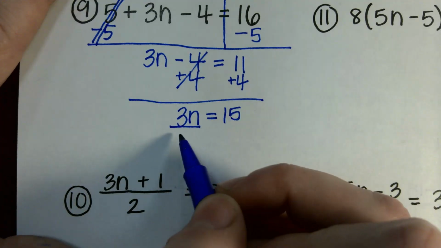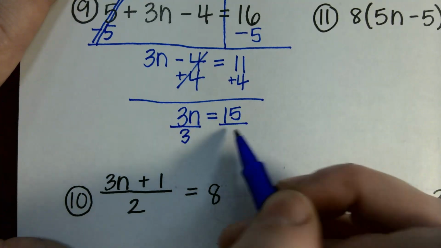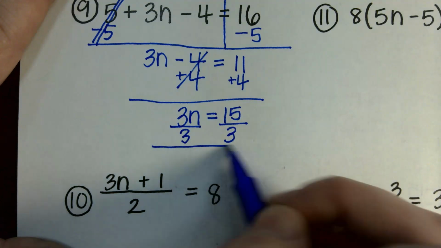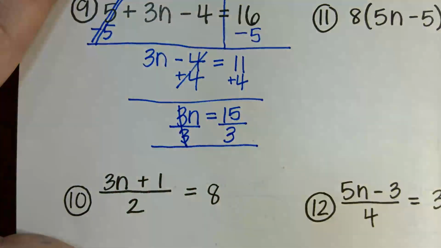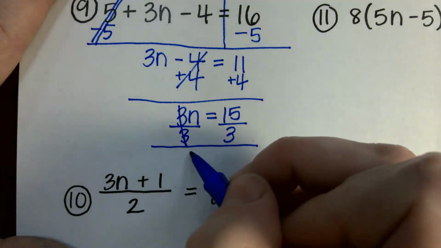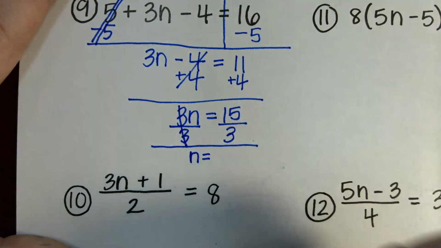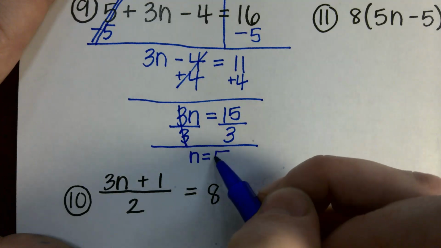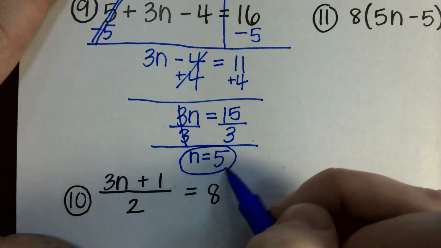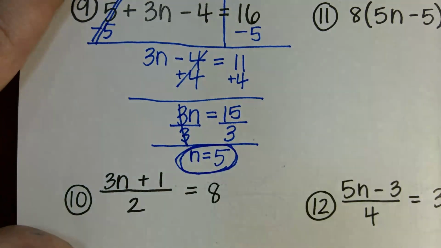We've got 3n, which is 3 times n. So to get rid of that, we divide, and my 3's will cancel. I'm left with n equals, what's 15 divided by 3? 5. Good. Very good job, guys. Any questions for number 9?